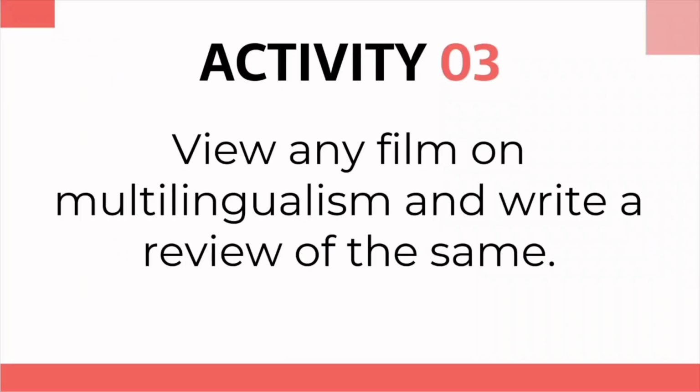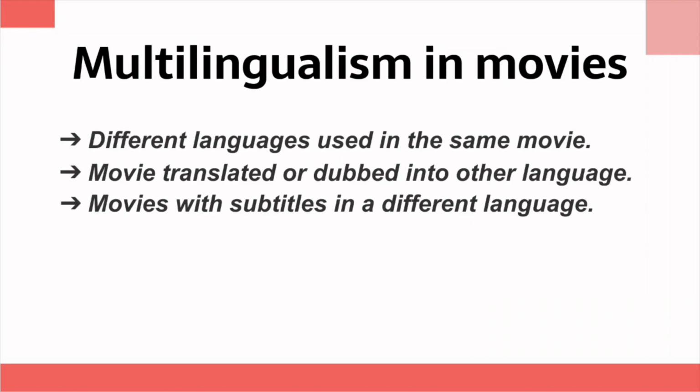Now let me explain about activity 3, that is, view any film on multilingualism and write a review of the same. Here you need to watch any of those movies where more than 2 languages are used. Understand that you should consider the use of 3 or more languages in any of the movies. It means that the selected movie should have dialogues in at least 3 languages. It can be an international, national or a regional movie.